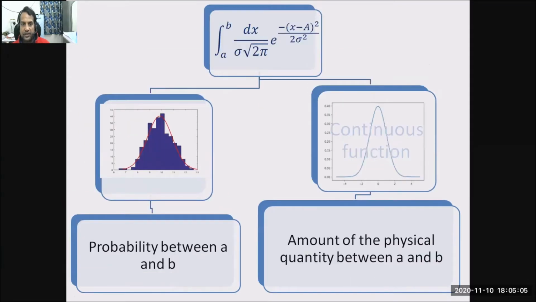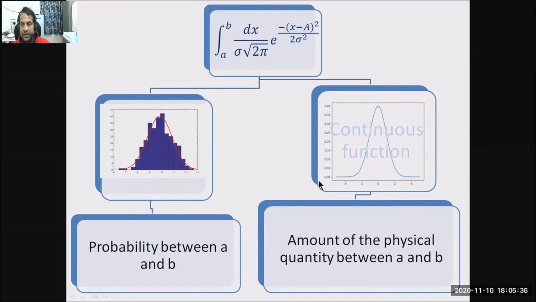So in this video, we are exclusively looking at the integral of this function, integral between lower limit a and upper limit b, what it means for probability and what it means for continuous function. For probability, it is straightforward. It is a probability between a and b, where the total probability is 1. Minus infinity to plus infinity is 1, and with any other limits, it's going to be less than 1.